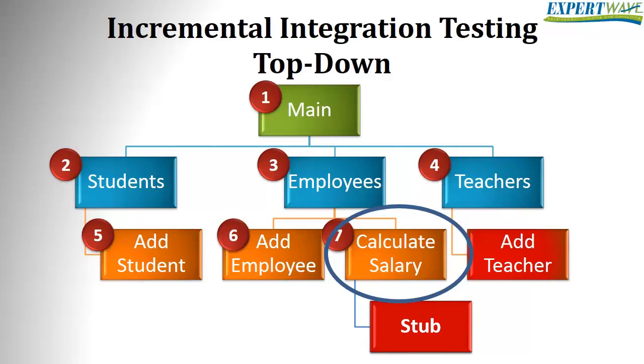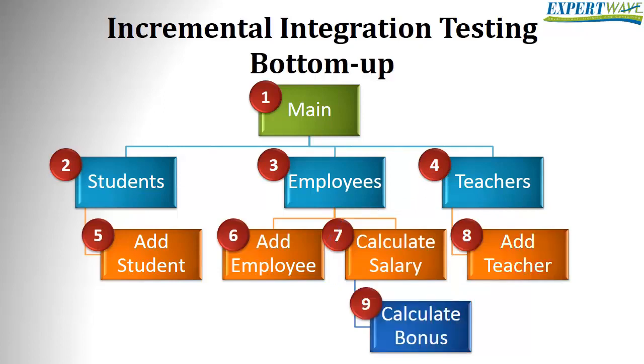The second approach of incremental integration is bottom-up integration. This is the opposite of top-down integration, and the components are integrated in a bottom-up order. In our example, the sequence of building the components will be as follows from bottom to top: 9 and 7, then 2 and 5, then 6 and 3, then 7 and 3, then 8 and 4, then 2 and 1, then 3 and 1, and finally 4 and 1.